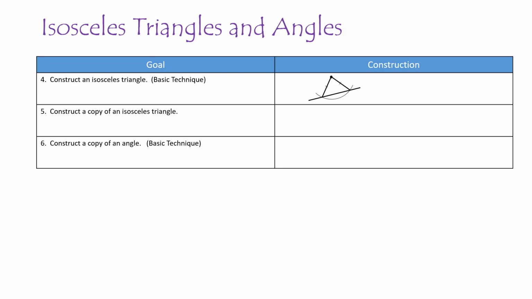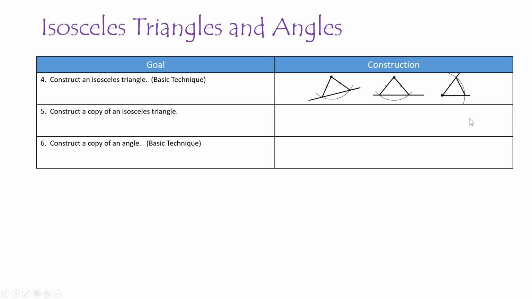And you could do this starting with a line, and then you make a sweep like this, cutting the line in 2 places. You'll do this kind of sweep in other constructions, so this is a good thing to know. And then you draw a line from the center point to the intersections, and you got an isosceles triangle. You can also start with an angle, and you make a sweep across two sides of the angle, and you draw on the third side, which is called the base, by the way.